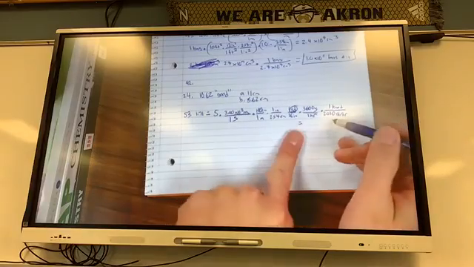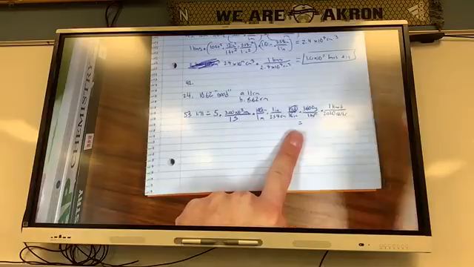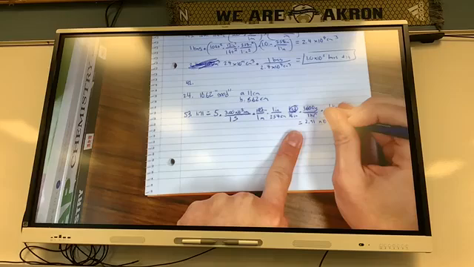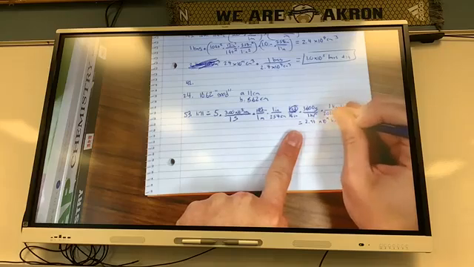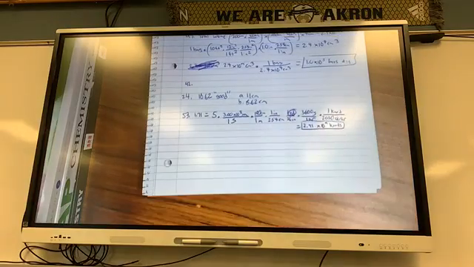On 53, I know that I need to have 3 sig digs because I started with 3 sig digs. So I got 2.91 times 10 to the 9th knots. So that is my 53. On 53B, it then asks for it in miles per hour.